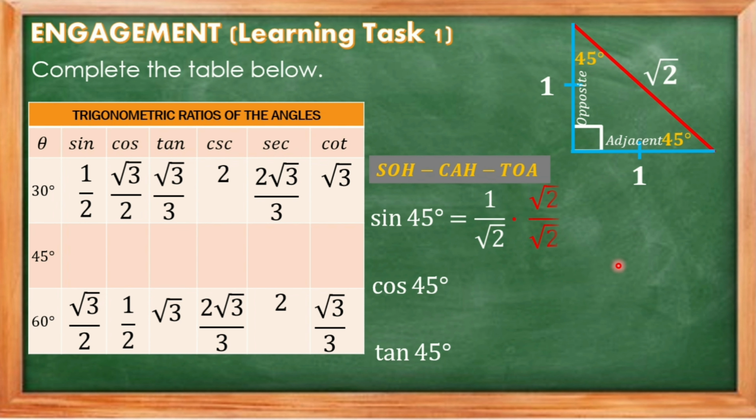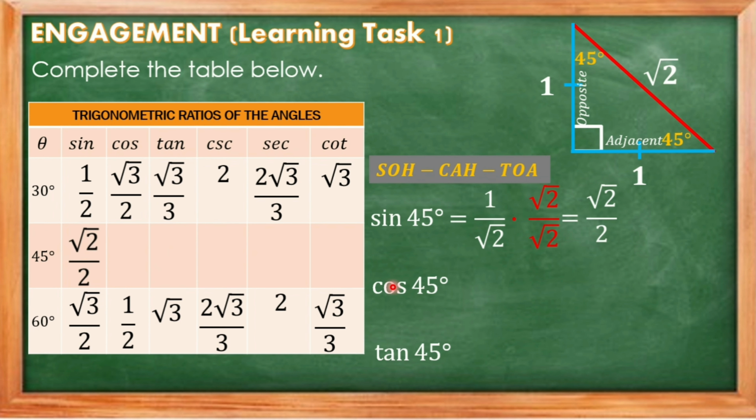So, i-multiply natin siya sa the square root of 2 naman. So, 1 times the square root of 2 is the square root of 2, and the square root of 2 times the square root of 2 is the square root of 4. The square root of 4 is equals to 2. So, yan yung final answer natin for sine 45 degrees.